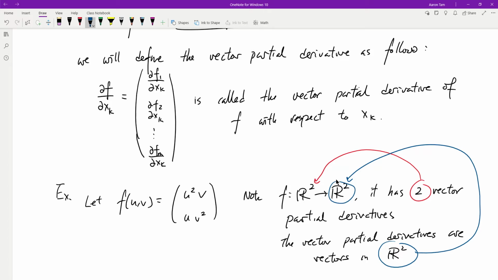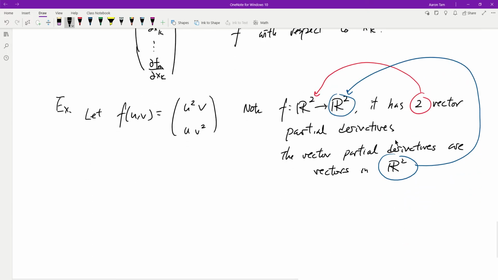One represents the partial derivative with respect to the first independent variable, and the second represents the second independent variable. In this particular case, for this function f, the two independent variables are u and v. So therefore, the two vector partial derivatives will be df over du and df over dv. So how do we actually find that? Well, actually pretty simple. So what is df over du?